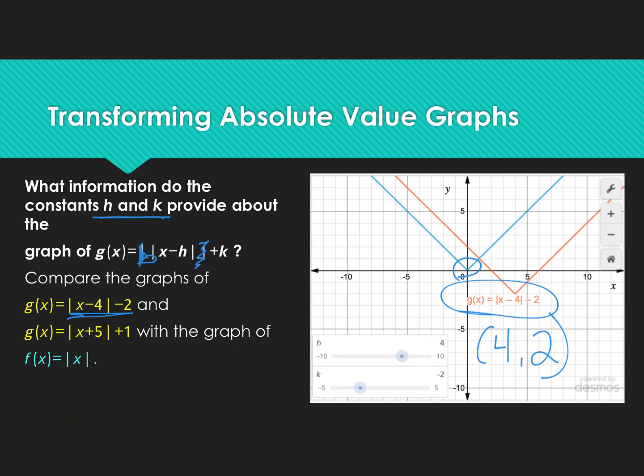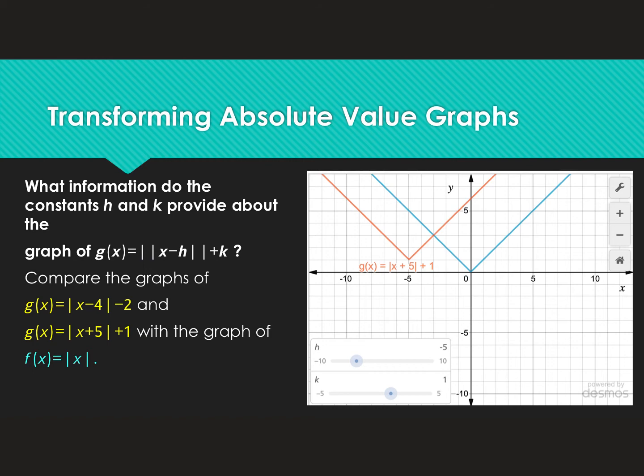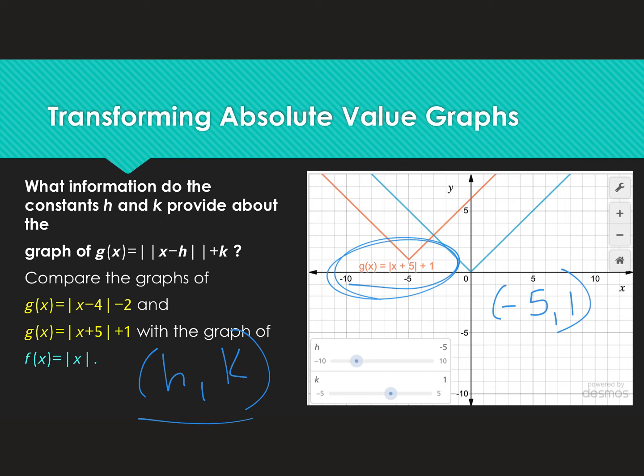And if we look at this next graph, the absolute value of x plus 5 plus 1, you'll see we have a similar thing. It's the exact same shape, so we've moved our vertex. In this case, our vertex is negative 5, 1. Notice our vertex is h, k. It gives us the vertex of our function.